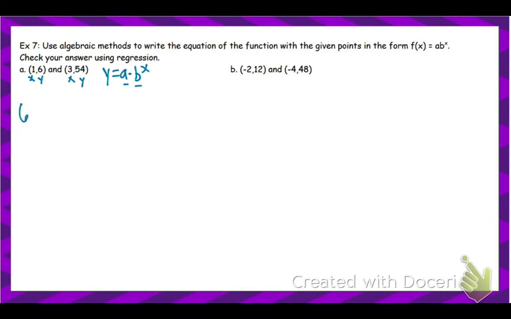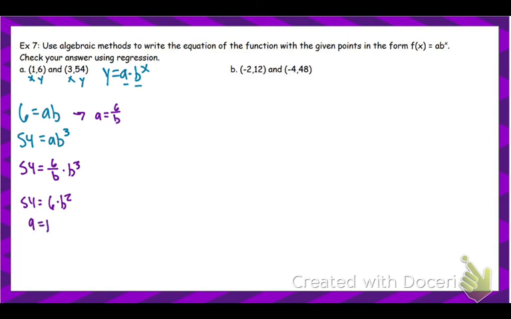So if I plug in y, and then b to the first would just be ab. Then we'll plug it in here. 54 is equal to ab to the third. So now all I have to do is solve this system, and then I'm able to write my model. So I'll solve for one of these variables. I'll just get a by itself. So that would be 6 divided by b. So 54 would equal 6 divided by b times b to the third. So 54 would equal 6 times b squared.